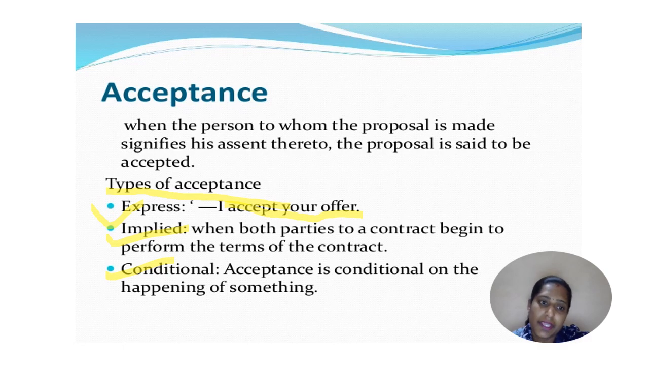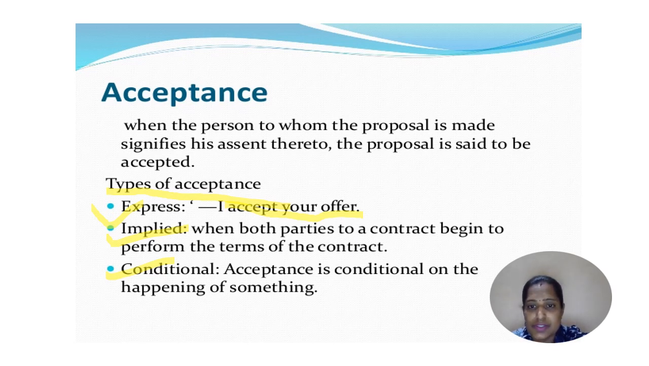Now next, implied. When both parties to a contract begin to perform the terms of a contract. Even if I did not sign the document, when I start working, when both the parties, bilaterally, go with the obligation as mentioned in the contract or an agreement, that means both have accepted. Offer is also given and acceptance has also taken place.